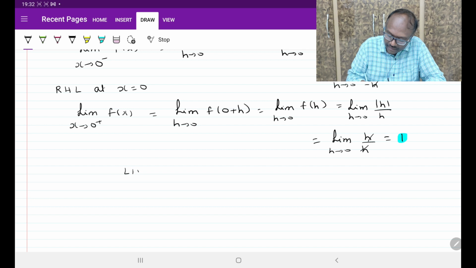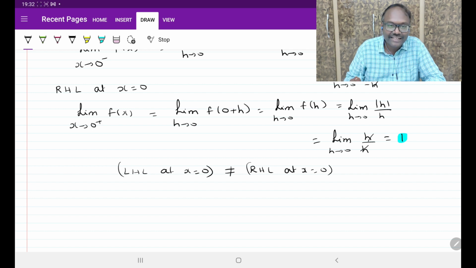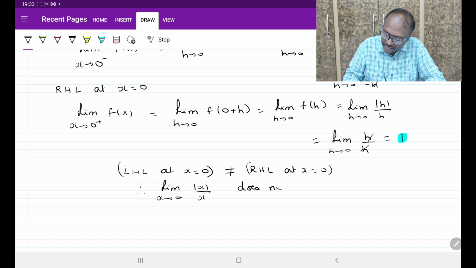So LHL at x equal to 0 is not equal to RHL at x equal to 0. So if LHL and RHL are not equal, we say that limit does not exist. Therefore, limit x tends to 0 modulus of x by x does not exist.